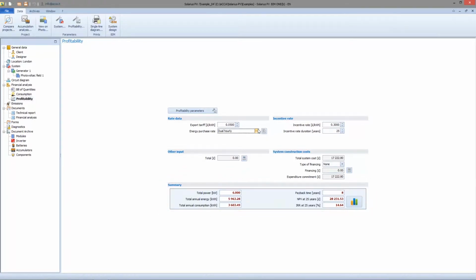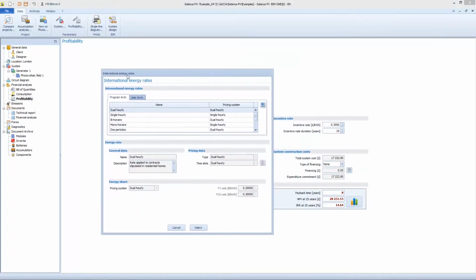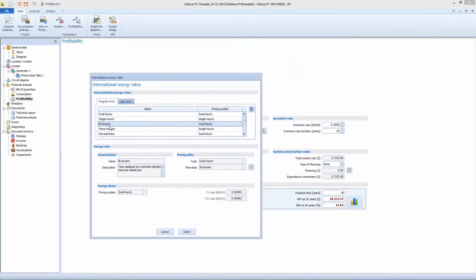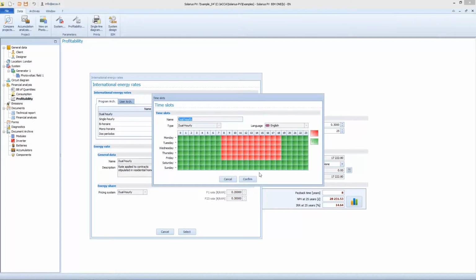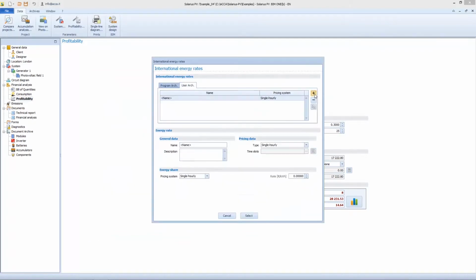Or I have the possibility to set a different energy rate that would be paid by the distributors if I sell electricity from a renewable source. I can set the energy rate and all parameters in the program archive, or I can do it in the user archive. I can add a new rate, give specifications like name, pricing, and the reference cost, if it's a single hourly or dual hourly or 3 hourly rate, for example.